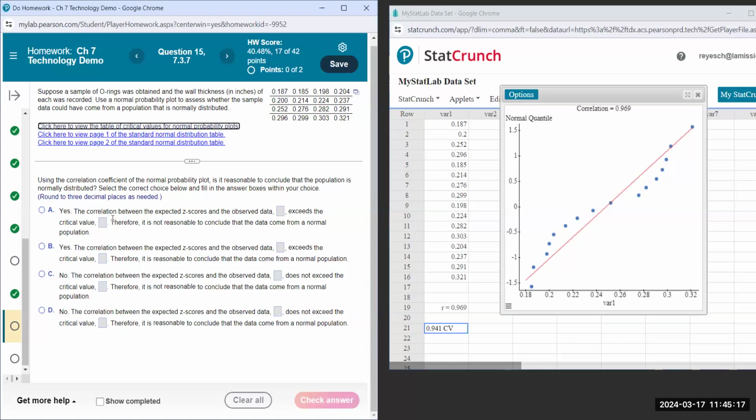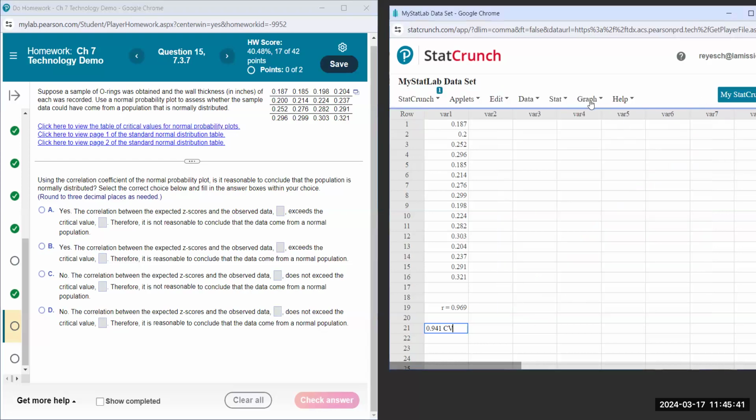Okay, so our conditions were met. So I have two yeses, so I'm going to choose between yes. The correlation between the expected z-scores and the observed data, which for me is 0.969, exceeds the critical value. Therefore, it's not reasonable to conclude. And over here it says it is reasonable to conclude that it came from something that's normal. Well, since ours is stronger than this one, then yeah, this one is reasonable to conclude that it is pretty normal.